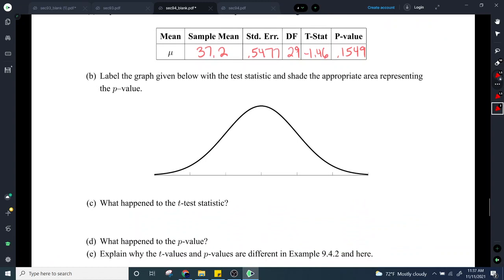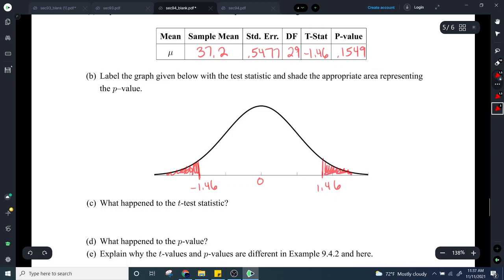So let's label the graph this time. So my 0 would go in the middle. My test statistic now is a little further towards the tail, negative 1.46. On the other side, we'll put positive 1.46. So if we were shading, my p-value would be here and here. Remember, because this was a two-sided test.